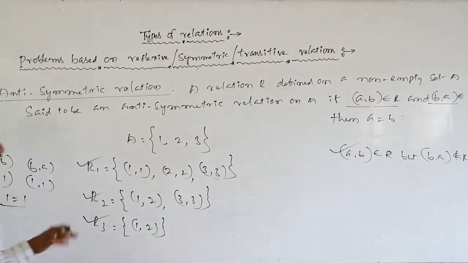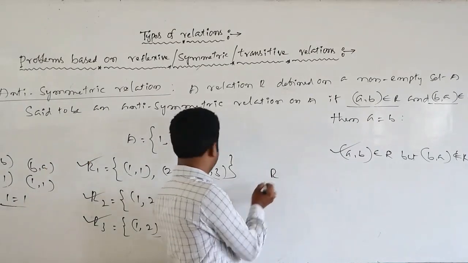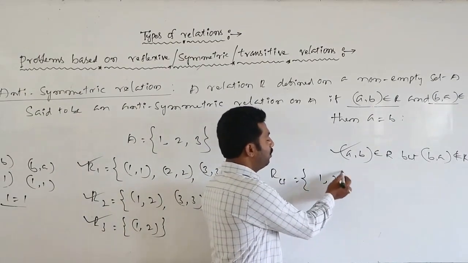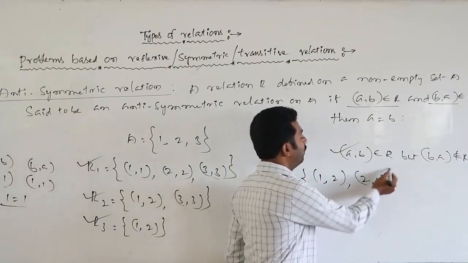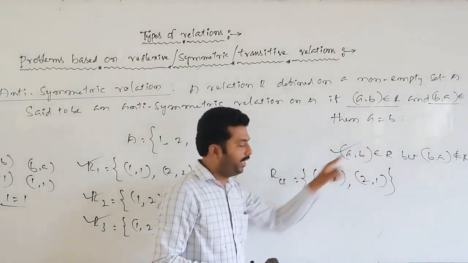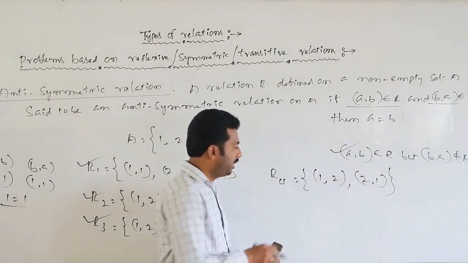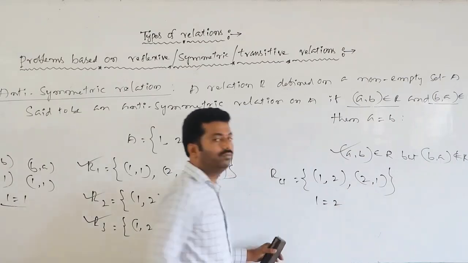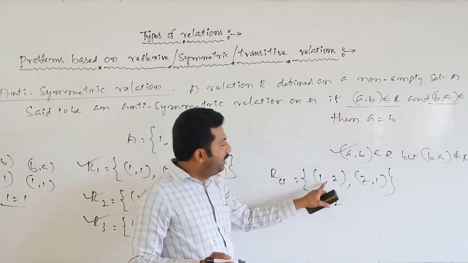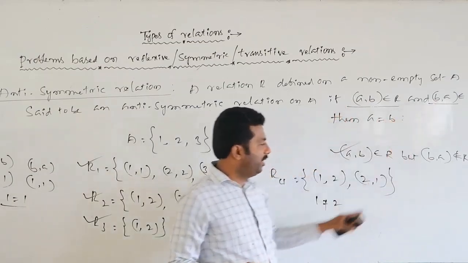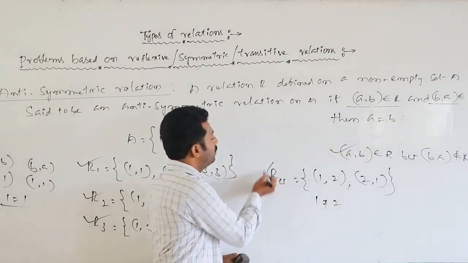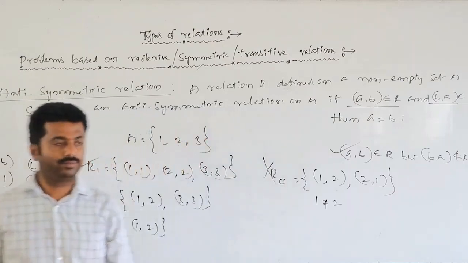Which one is not anti-symmetric? Suppose (1, 2), (2, 1). Be careful: (A, B), (B, A). Can you say 1 equal to 2? No. So here you observe the definition: (A, B) and (B, A), and A must be equal to B, but here A is not equal to B. So this is not an anti-symmetric relation.